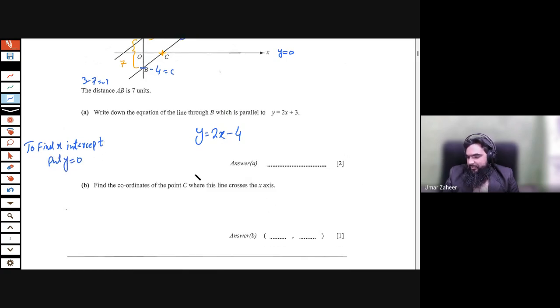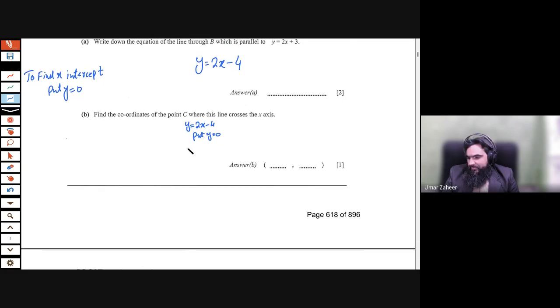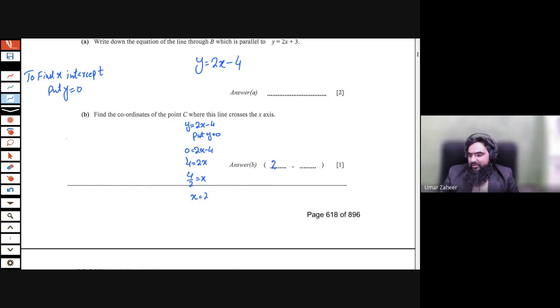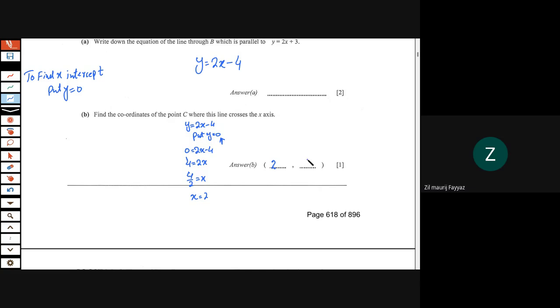So this is the equation: y equals 2x minus 4. We are substituting y equal to 0. So 0 equals 2x minus 4. It is minus 4, on the other side will be plus 4. 2 is multiplying, it will be divided. So we'll get x equal to 2. But we get only the x coordinate. We need to find the y coordinate, and obviously we know that the y coordinate is 0.